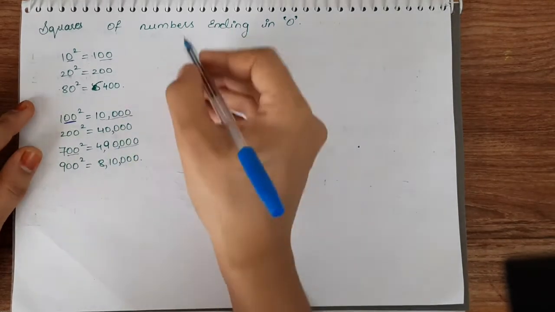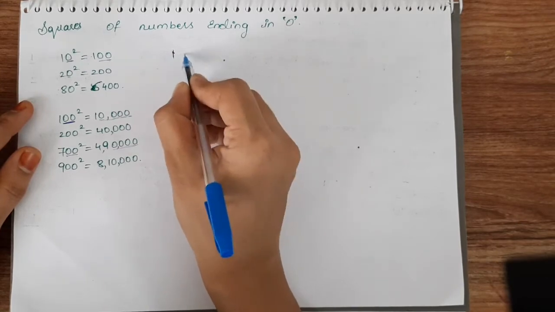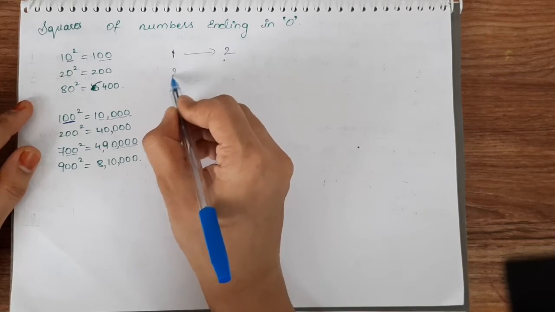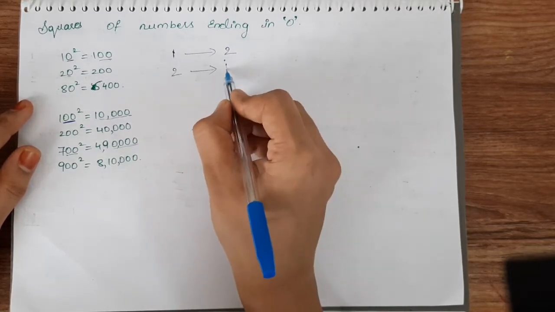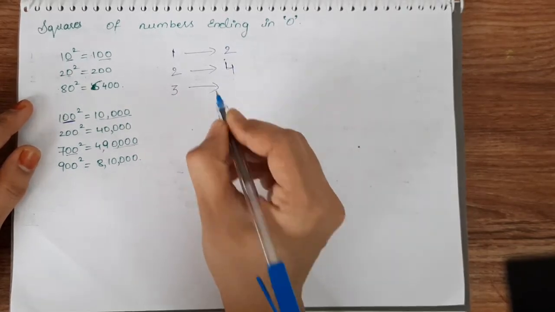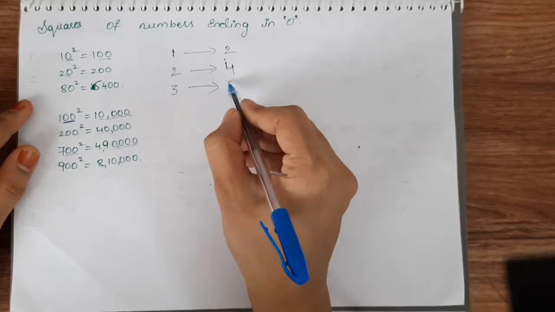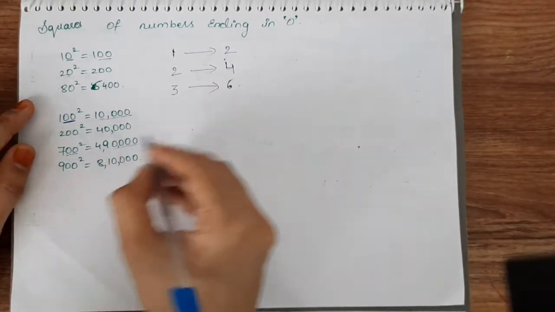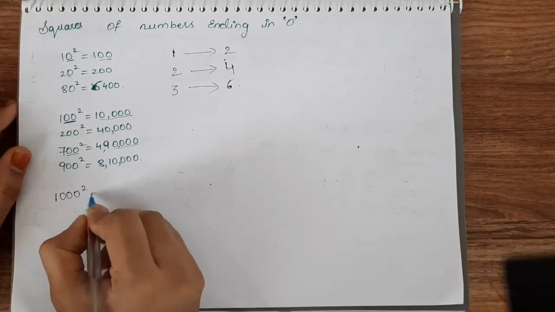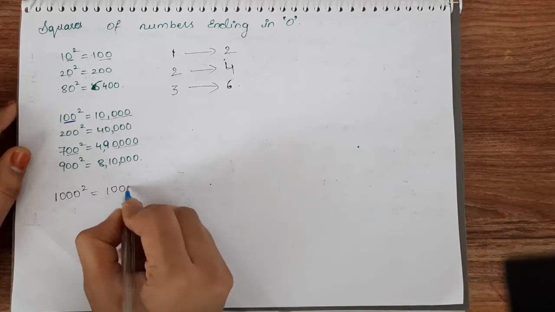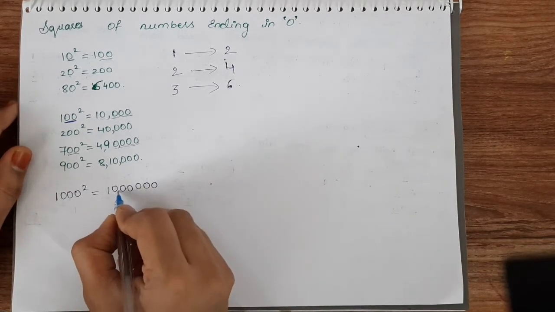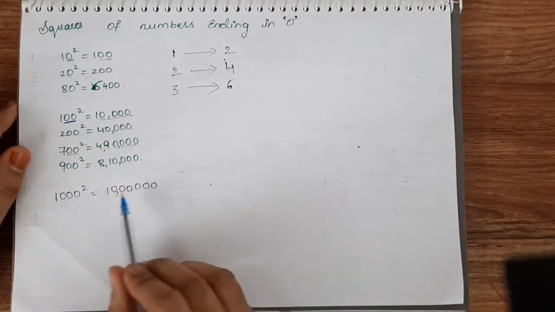So, if a number has 1 zero, its square will have 2 zeros. If a number has 2 zeros, its square will have 4 zeros. Can you say if a number has 3 zeros, how many zeros its square will have? Its square will have 6 zeros. We'll take an example and check. We'll do it for 1000. What is 1000 square? It has 6 zeros. I think it is 10 lakhs. Okay, 1000 square is 10 lakhs.